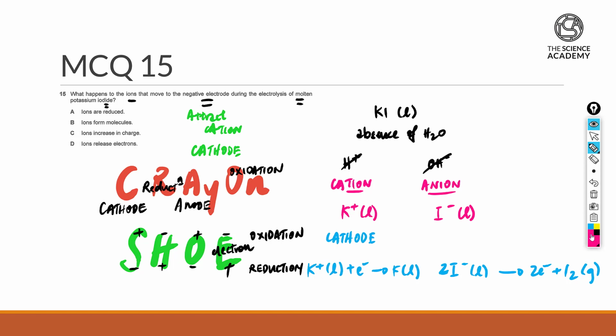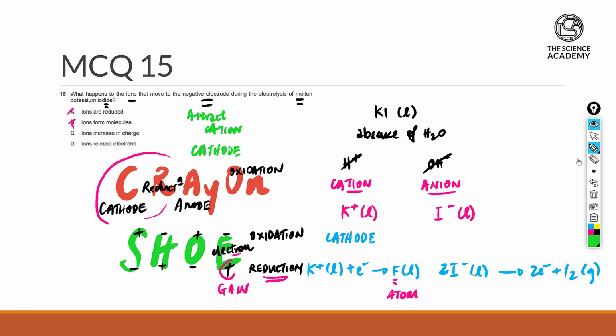So at the cathode itself, we should be looking for a reduction event that's happening, and that from shoe and electron perspective is the same as the act of gaining electron. So A suggesting that the ions are reduced are going to be true because that is what is happening at the cathode. B to say that the ions formed molecule is untrue because an atom is actually formed instead at the cathode. C, the ions increase in charge.